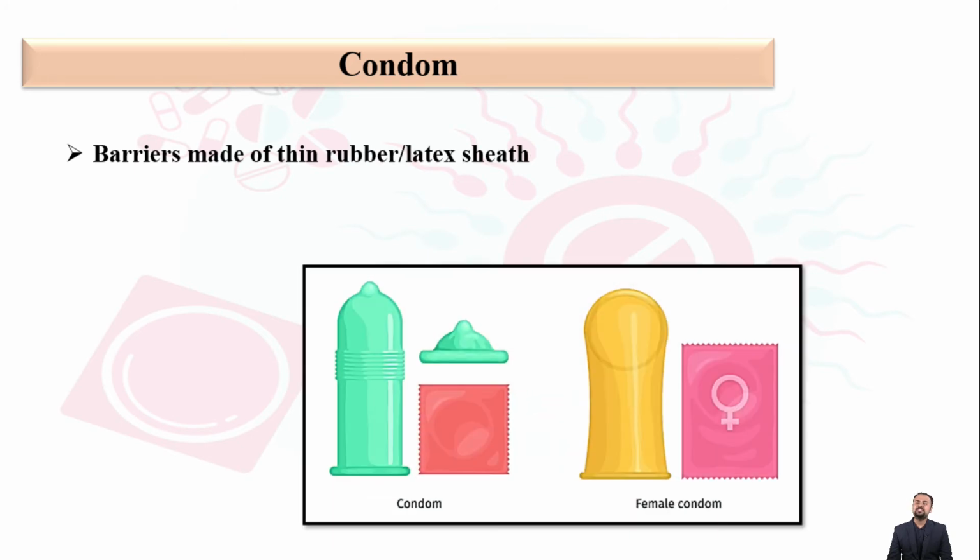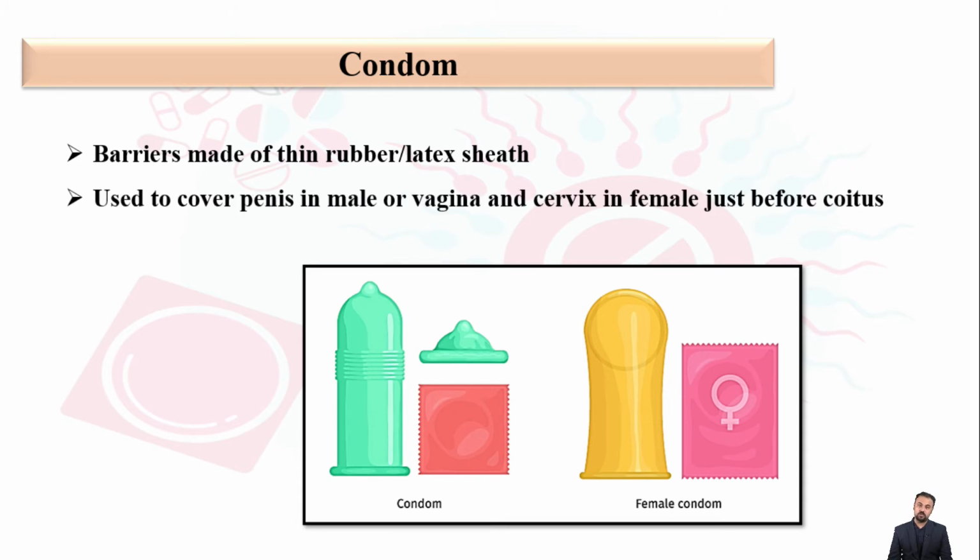Students, these barriers are made up of thin rubber or latex sheath. Students, these are used to cover the penis in male or the vagina and the cervix in female just before sexual intercourse. Basically, students, these barriers, even though they are very thin, they are very powerful and they do not tear easily.